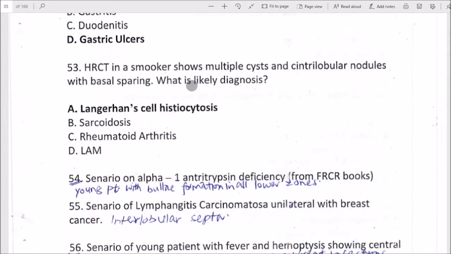53. HRCT in a smoker shows multiple cysts and central nodules with basal sparing, with reticular network and enhanced with cytosis. HRCT in a smoker shows multiple cysts and central nodules, basal sparing, reticular network.